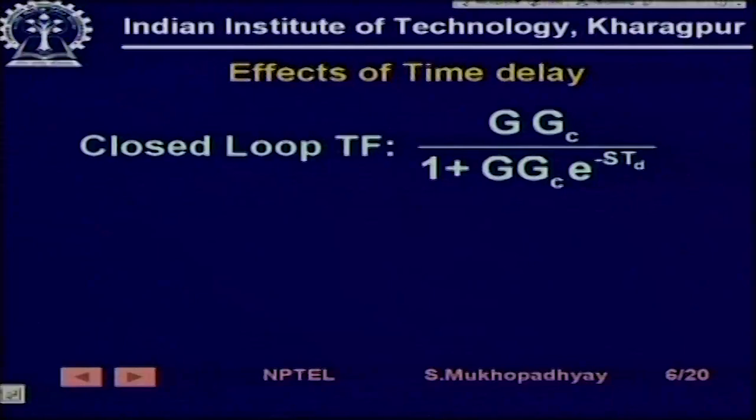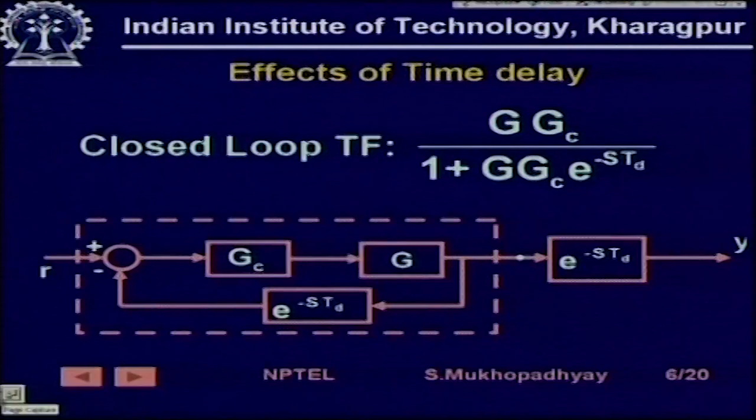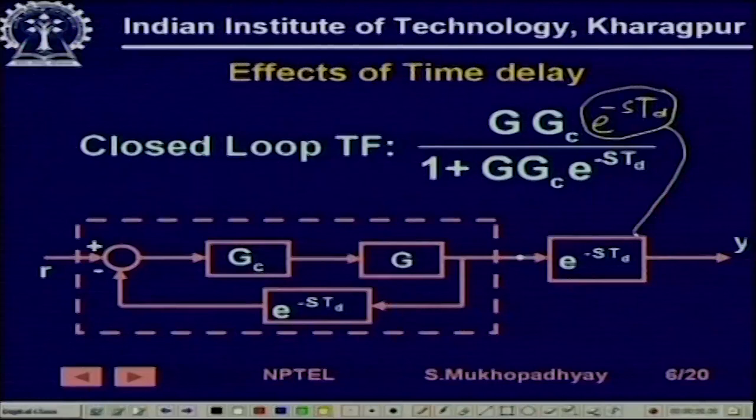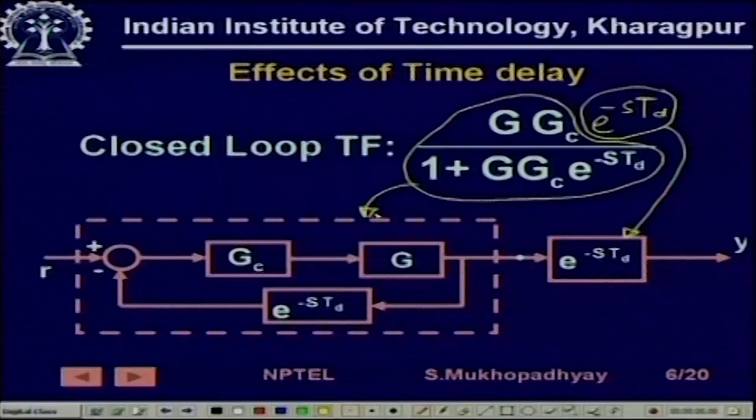So let's look at this same transfer function in a slightly different way. I am now looking at the loop in a different way. Initially our transfer function was GGC e to the power minus STD. Now if I take this e to the power minus STD outside, then this part of the transfer function can be represented by this block. So now this closed loop transfer function we can represent in a block diagrammatic form in this manner, that there is a delay which is going to be caused in the response.